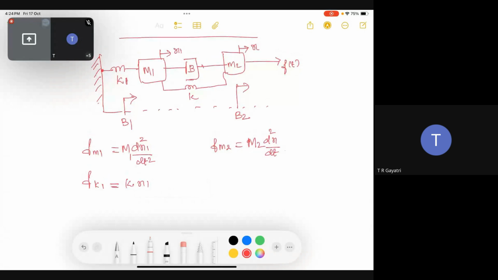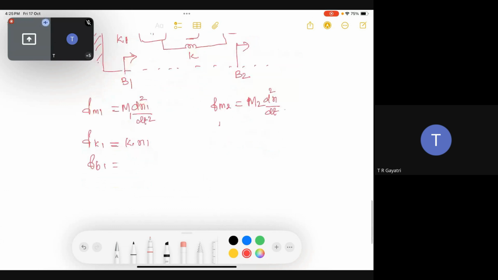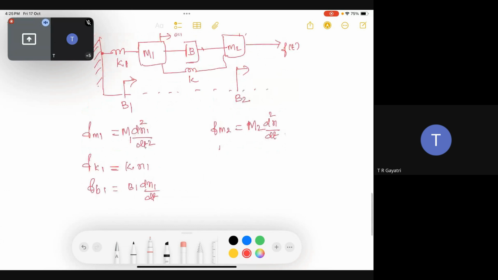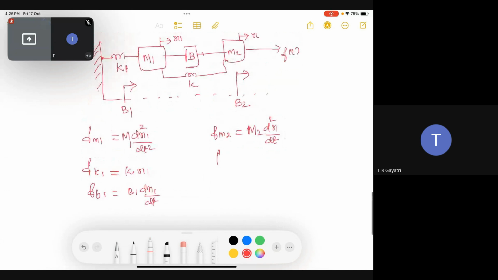Similarly, for the force that acts here, FB1 will be straight away B1 into dx1 by dt, because this is exclusive to mass m1. It is not connected between any two displacements. Similarly, FB2 is also straightforward: B2 into dx by dt.